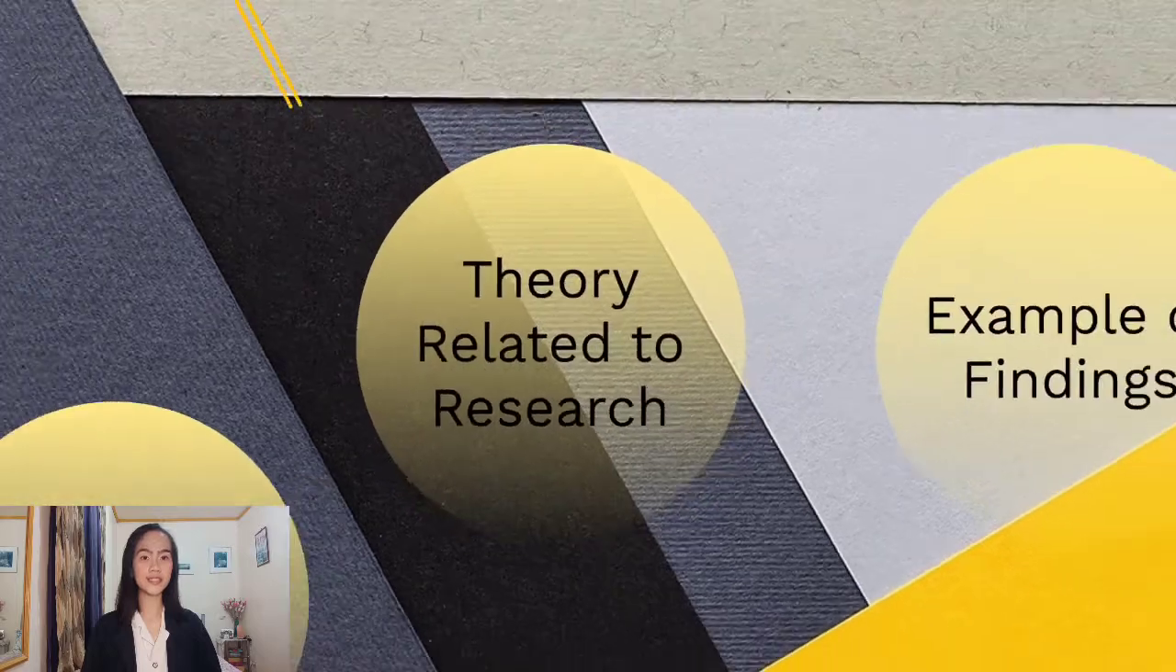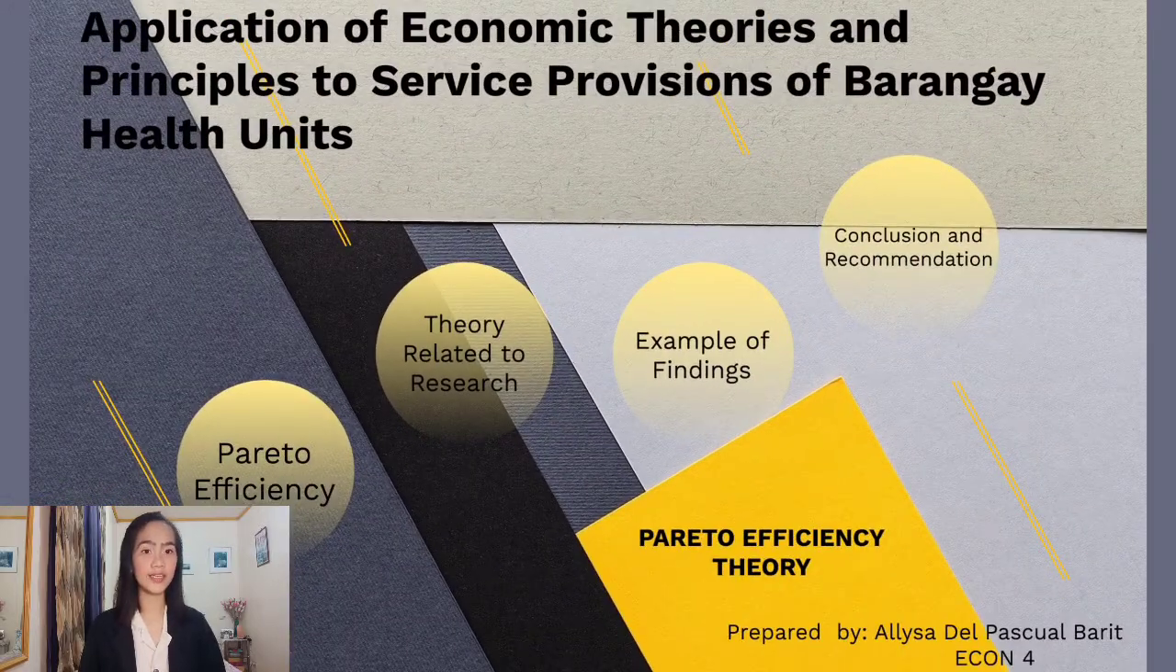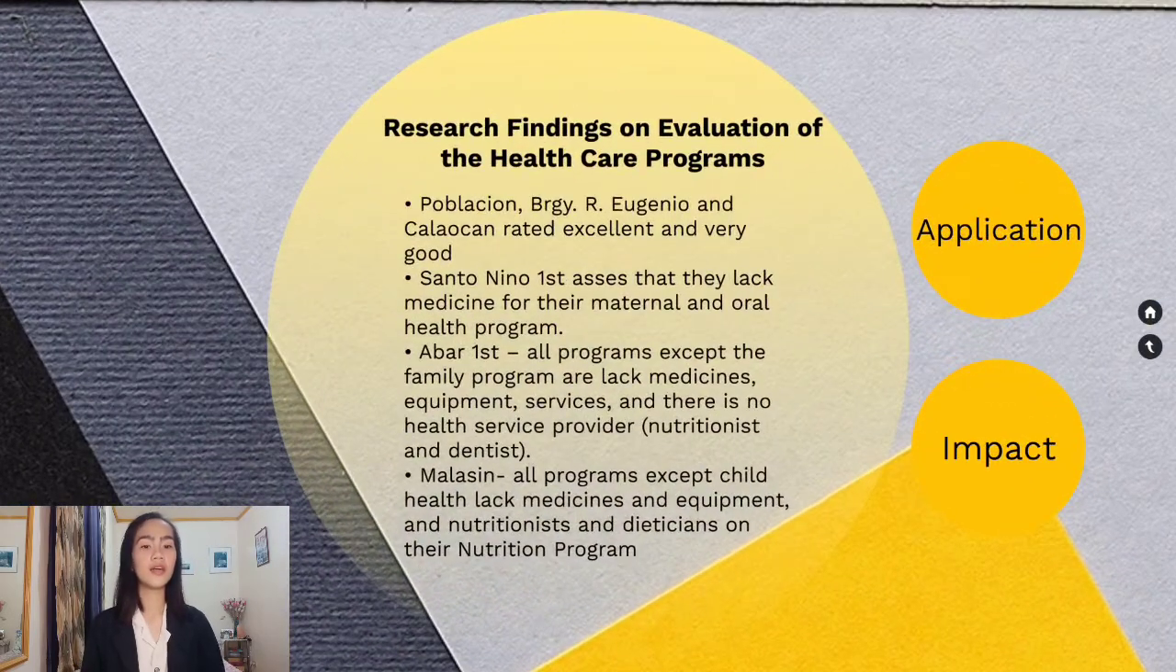To further discuss this theory about our research, we have here the examples of our findings. So let's go. Research findings on evaluation of the healthcare programs. So first, Poblacion, Barangay Eugenio, and Caloocan rated excellent and very good.